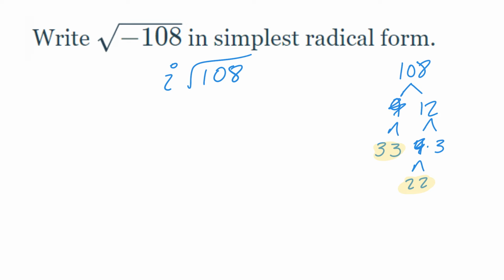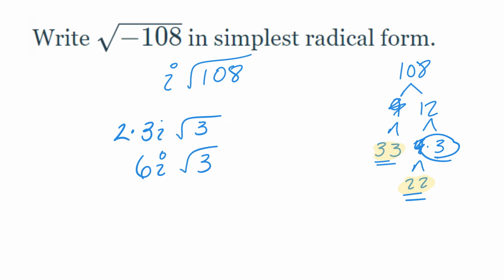So what we're going to do now is move the 3 out to join the i. And we're also going to move the 2 out. And this turns into multiplication for both of these. And then we also have the 3 that did not pair, this one right here, that is left inside. So the simplest form for this would be 2 times 3, which is 6i to the third power.